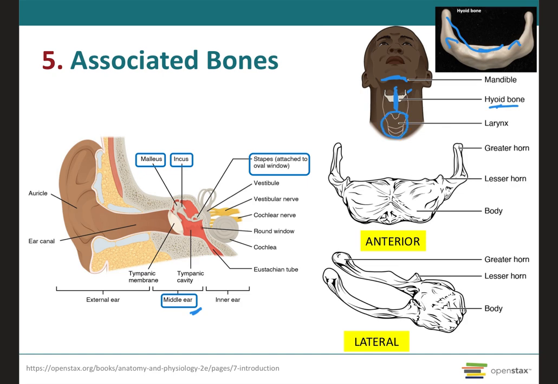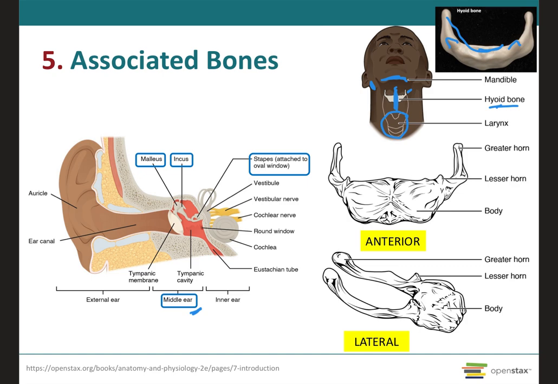Now, this bone is a unique bone because it does not articulate with any other bone. So how do you think it will stay suspended? Well, there are going to be these ligaments and muscles that will come from the styloid process. Remember, the styloid process was back here of the temporal bone that will attach to the hyoid bone and keep it suspended. And there are several other muscles that are going to be coming from the tongue and from the neck that will also attach to the hyoid bone. And we will talk about those when we get to the axial musculature later on in the semester.